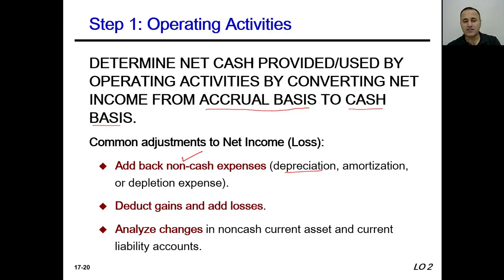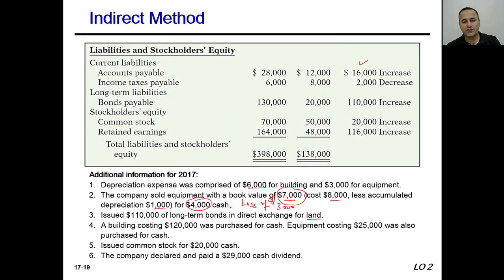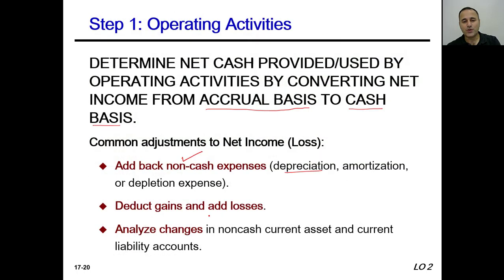Deduct gains and add losses. Okay, so let's say these are the gains and losses on sale of assets. So for example, there's $3,000 worth of loss. We have to add it back. Okay, analyze changes in non-cash current assets and current liability accounts.